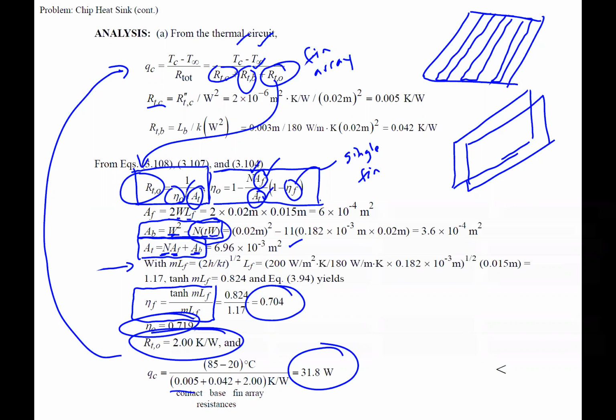We see low resistance compared to the fin array, right? So the fin array is 2, the others are two or three orders of magnitude lower. So most of it's from the fin array. Okay, so we get 31.8 watts that we can have dissipating. So that could be the power of the CPU in this case.